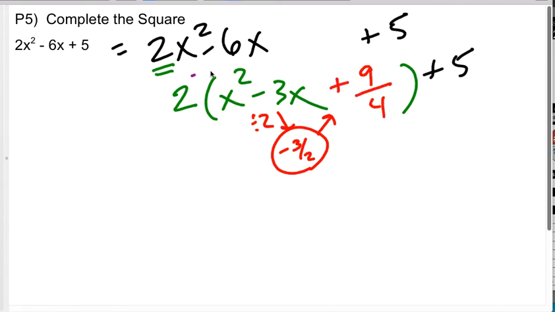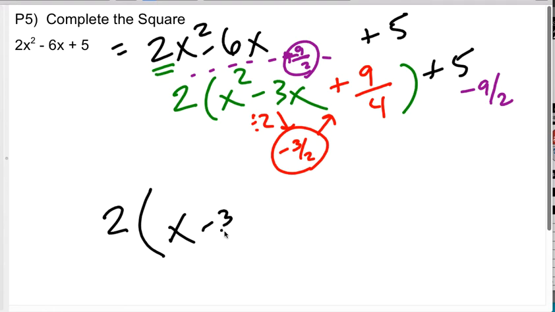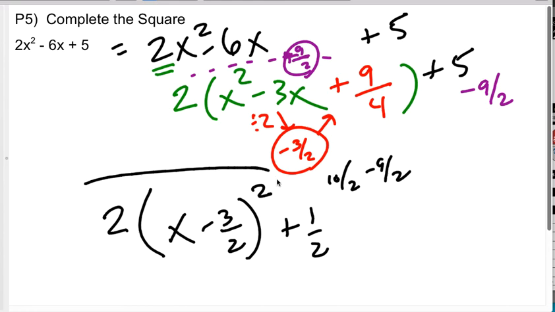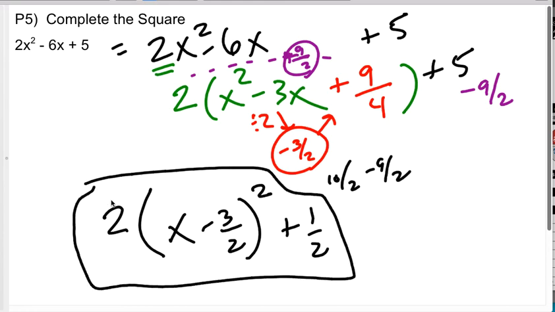But I didn't really add 9 fourths. I added 2 times 9 fourths, which would be 9 halves, right? So I added 9 halves. Out here, I'm going to subtract 9 halves, and this one's much nicer than the one that I gave you a second ago in the example. I'm going to get x minus 3 halves, quantity squared. And then out here, I'm going to have a 10 halves, right? This is actually 10 halves minus 9 halves, because 5 would be 10 halves, so I'm going to get plus 1 half, and that's not awful. It was definitely not as bad as the one I gave you a second ago.